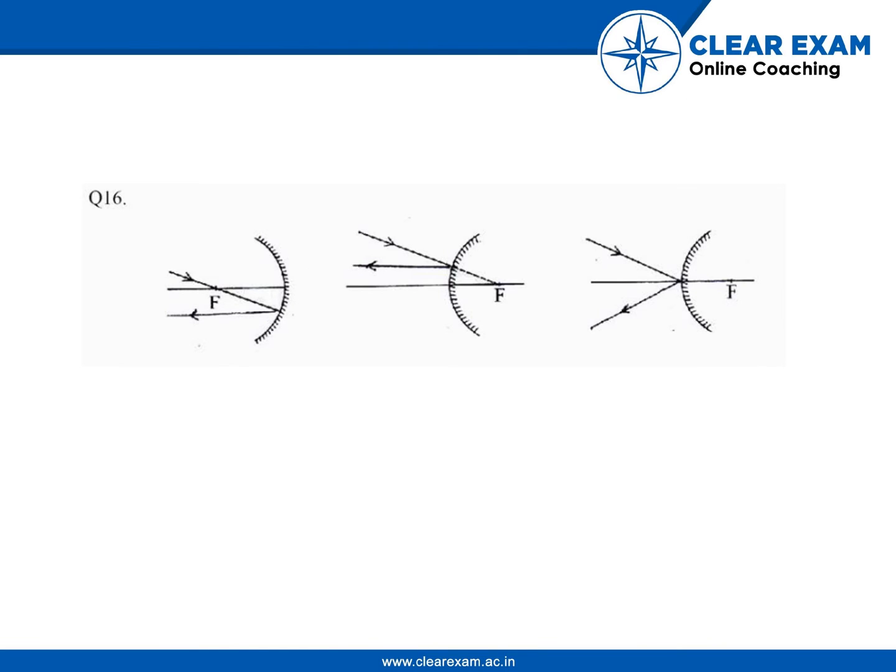When it is incident in one direction, it will go straight, and when it is incident at this angle, it will be straight after that. And when it falls at an angle of 60 degrees, it will be reflected at a 60-degree angle. So this is the answer to this question.